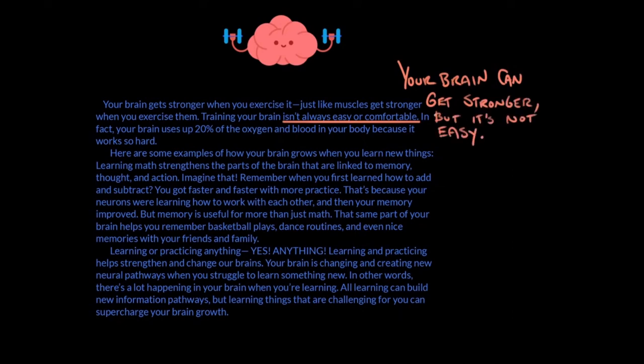Here are some examples of how your brain grows when you learn new things. Learning math strengthens the parts of the brain that are linked to memory, thought, and action. Imagine that. Remember when you first learned how to add and subtract? You got faster and faster with more practice. That's because your neurons, those are brain cells, were learning how to work with each other, and then your memory improved.